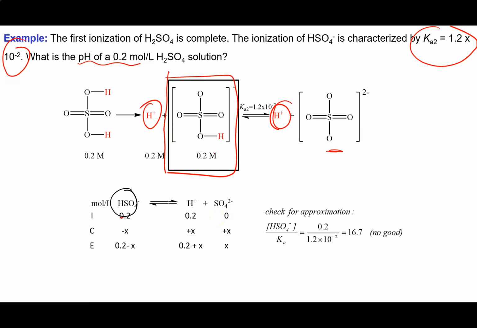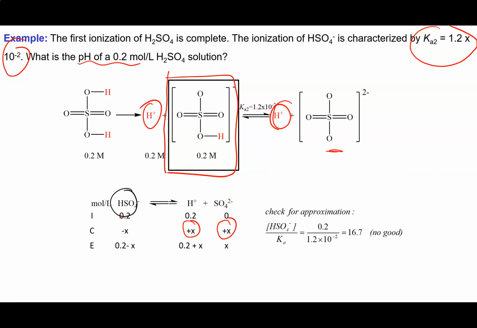So what's going to happen now is it's going to move towards the 0, because that's the only way that it can go, and some of my HSO4 minus will be consumed. I'll make some extra H plus, and I'll make some SO4 2 minus. It's 1 to 1 to 1, so everything there is 1x. So now I'm left with 0.2 minus x moles per liter HSO4 minus, 0.2 plus x H plus, and x SO4 2 minus.